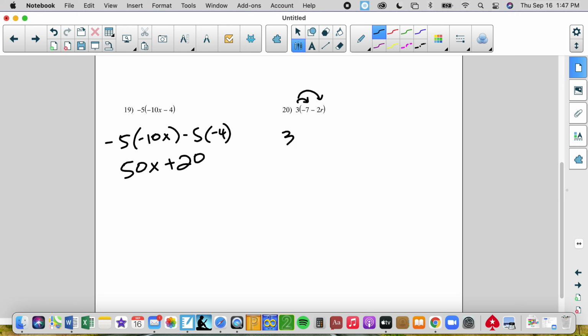So we're distributing 3 times negative 7 plus 3 times negative 2r. Remember what we're distributing, a positive 3, so I should see that positive 3 being distributed. I'm distributing it to negative 7, and I'm distributing it to negative 2r. Don't forget that negative in front of the 2r. 3 times negative 7 is negative 21. 3 times negative 2r is negative 6r.